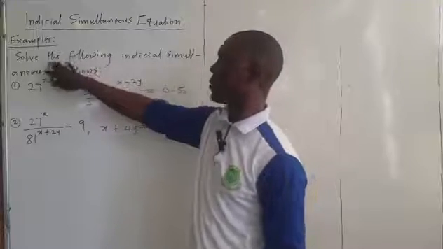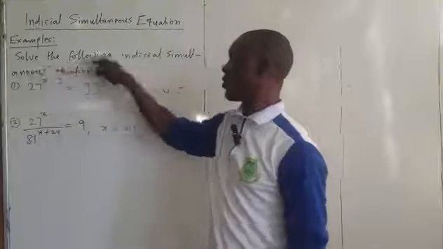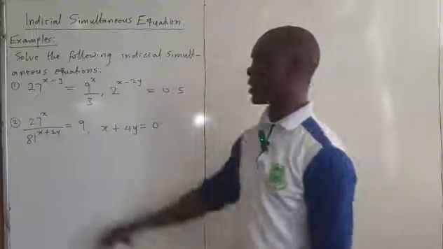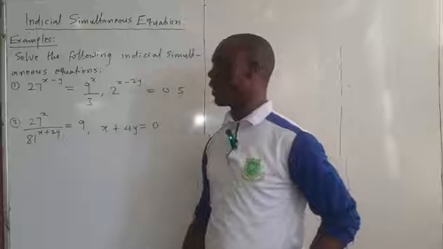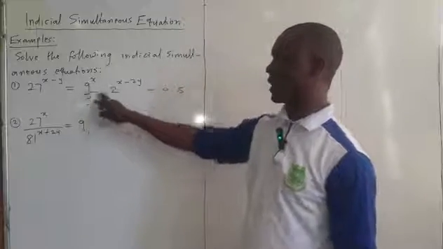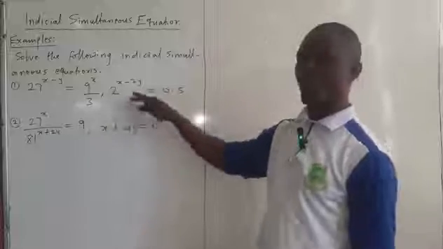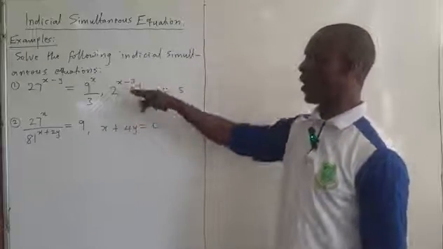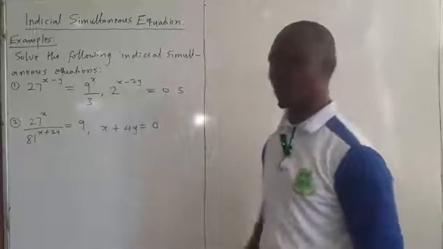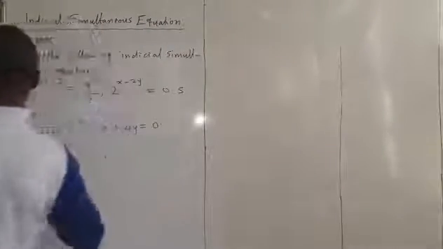The examples are: solve the following indicial simultaneous equations. The first question says 27 raised to power x minus y equals 9 raised to power x over 3. That's the first equation. Then the second equation is 2 raised to power x minus 2y equals 0.5. So let's take the first example.